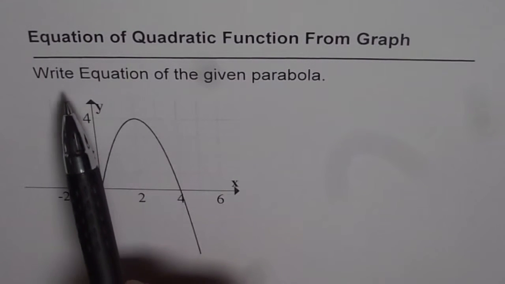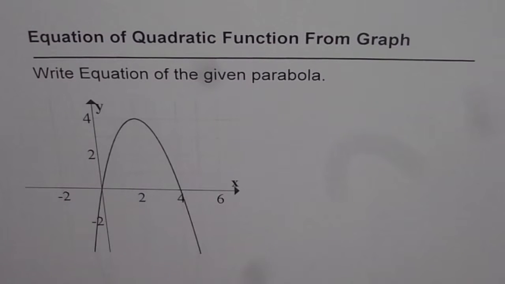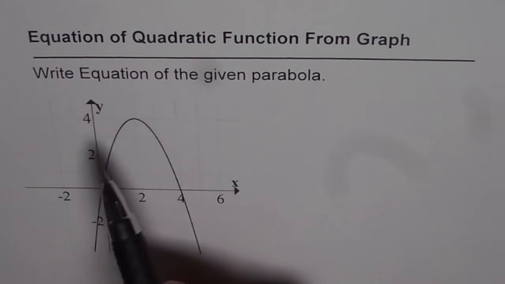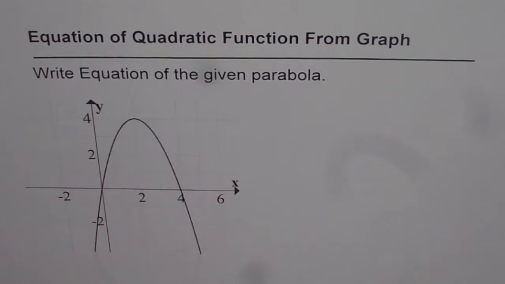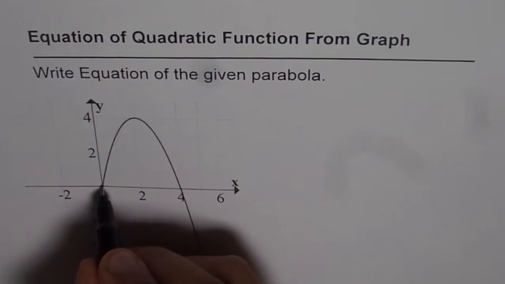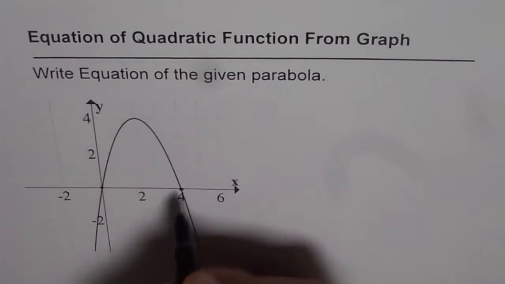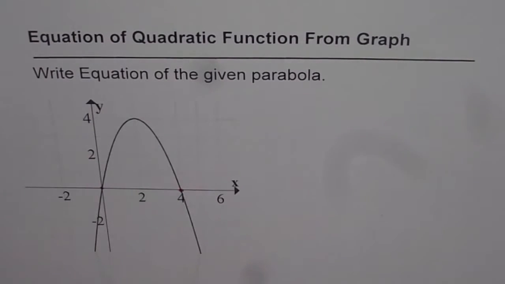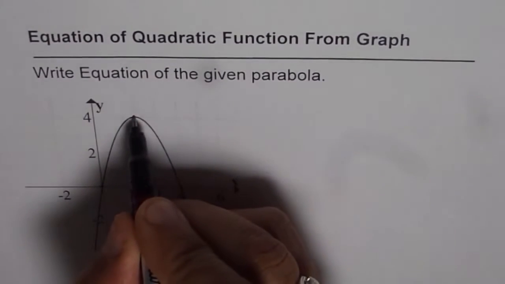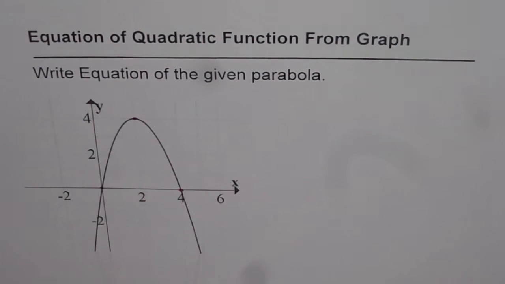Question here is, write equation of the given parabola. Now quadratic function is represented by a parabola on a graph. So we have this parabola with x-intercepts at the origin and at 4. You'll also observe that the vertex of the parabola is at 2, 4. So these 3 points are given to us on this parabola and they can help us to find equation of this quadratic function.